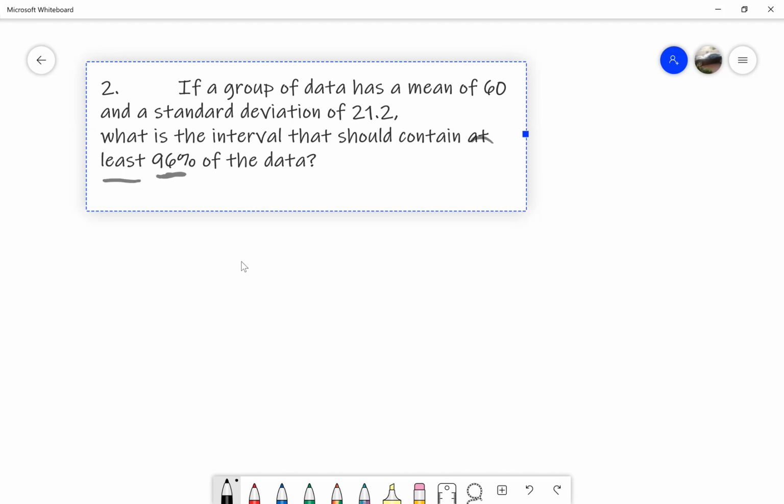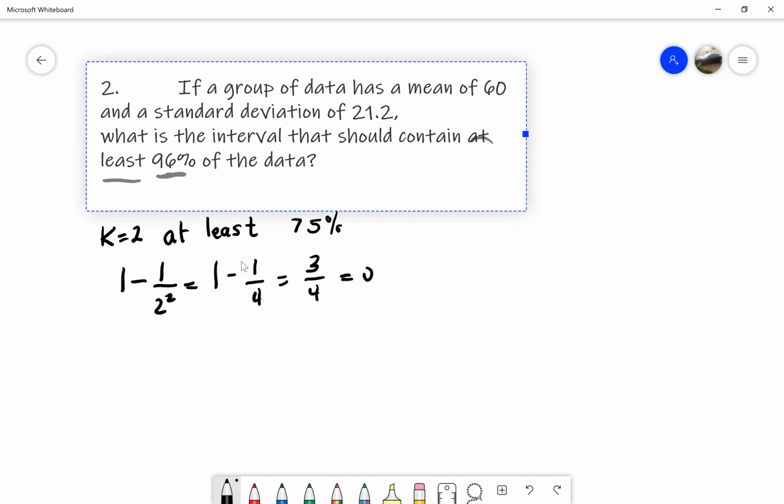We know it's Chebyshev's. So what you have to know is that for k equals 2, we have at least how much? For k equals 2, it was 75%. The way we figured that out is we went 1 minus 1 over 2 squared, which is 1 minus 1/4, which is 3/4, which is 0.75, 75%. Agreed?